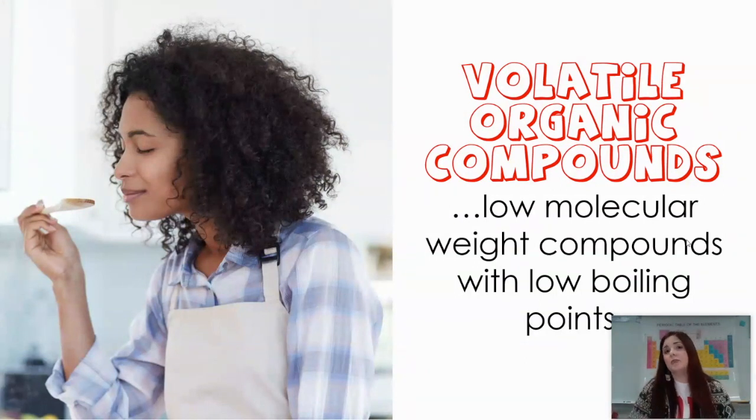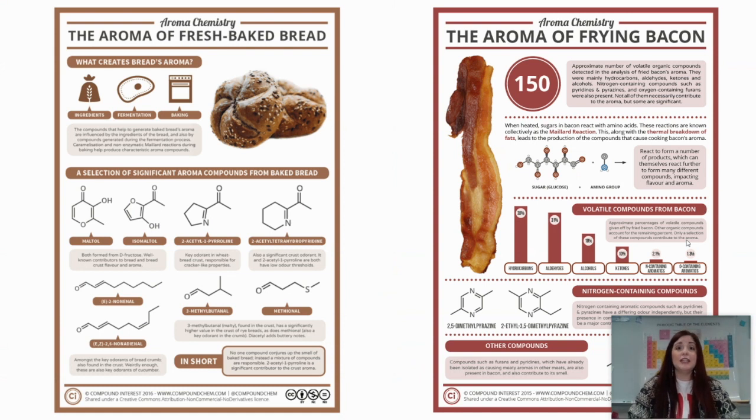That's what volatile means. And the word organic just means that that particular compound is primarily composed of carbon, hydrogen, maybe some oxygen, nitrogen, sulfur, phosphorus, some of those types of elements. So anything that you smell is a volatile organic compound, especially in the kitchen. And there are, like I said, thousands of volatile organic compounds.